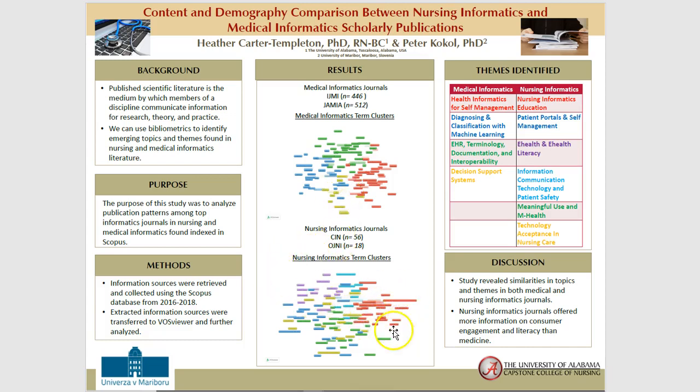But you can see just from the color coding, I know you can't really read the content that's on there, but the color coding over here links to these themes identified. In medical informatics, the themes include health informatics for self-management. So these are mostly physicians, healthcare providers that are publishing in these journals. They also discussed diagnosing and classification with machine learning, EHR, terminology, documentation, interoperability, and the decision support systems. Whereas nursing informatics, the themes that fell out were nursing informatics education.